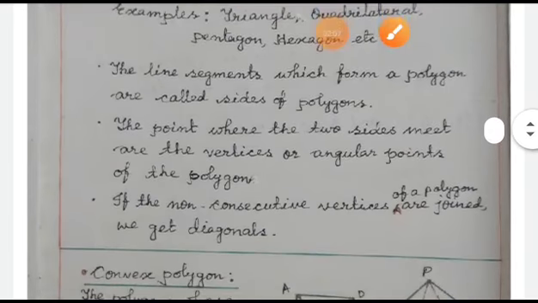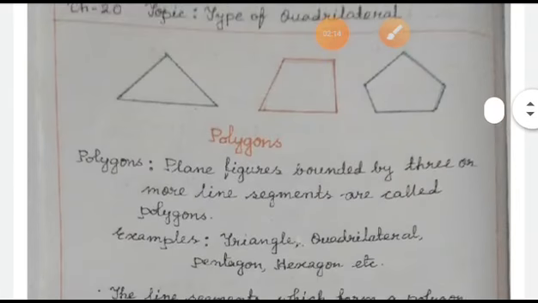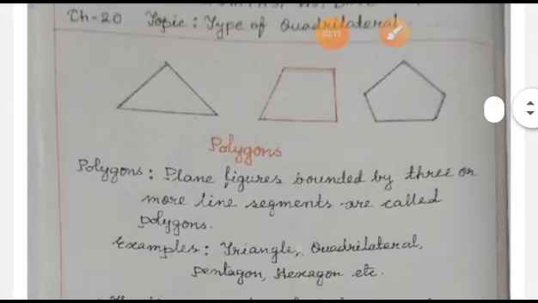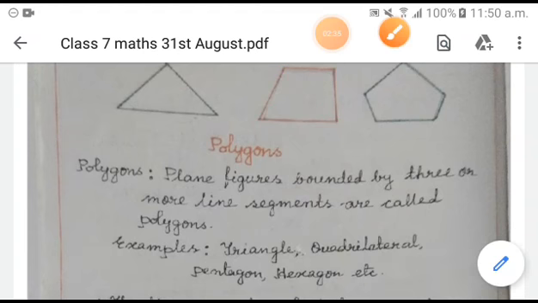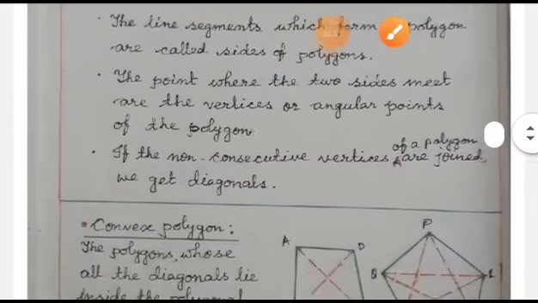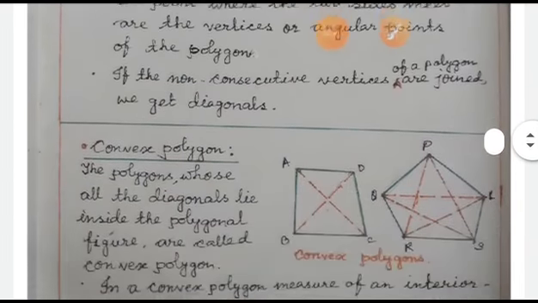Next, if the non-consecutive vertices of a polygon are joined, we get diagonals. Non-consecutive means they are not side by side. So, non-consecutive vertices means the opposite vertices, over here, over here. If these two vertices are joined like this, then you will get the so-called diagonal. The line joining the opposite, non-consecutive vertices, keep in mind, is called a diagonal of the polygon.